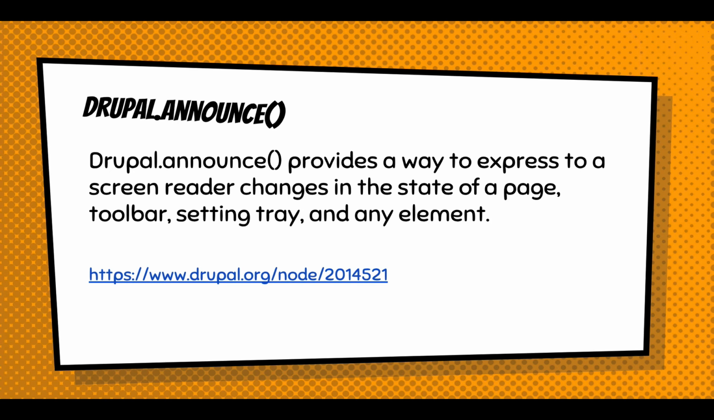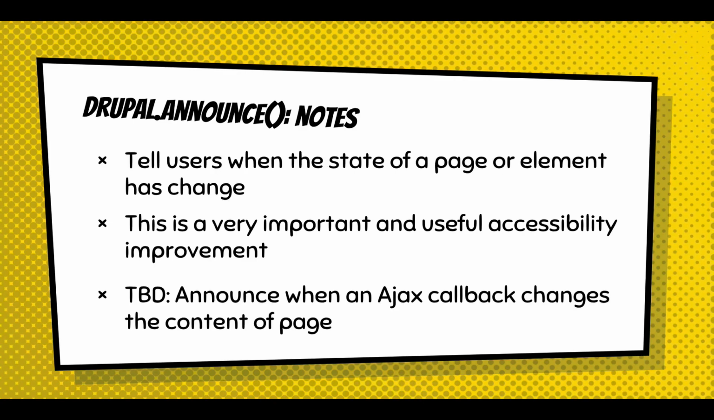And Core is using it a little bit. It's actually something everyone needs to start being aware of and using. And I'm starting to think of all the different places you could help. Because if you're going to do an AJAX callback where you're going to add more, you should say added one more field, added two more fields. And some notes about it. It tells users when the state of the page or element has changed. It's just a useful accessibility improvement. And I'm wondering, should we be announcing our AJAX callbacks when changes happen to content?